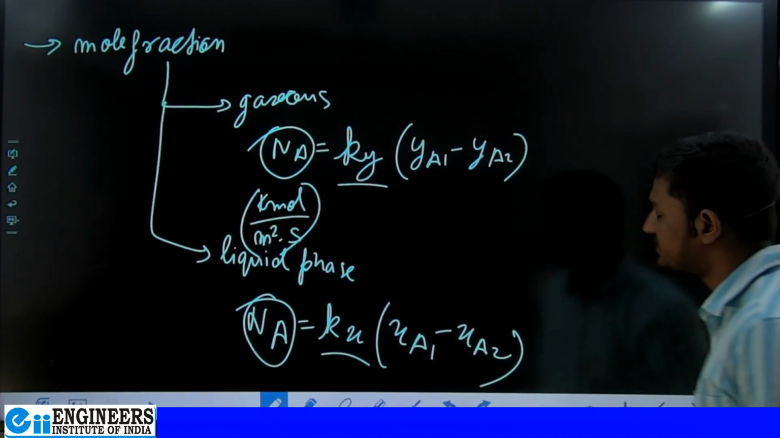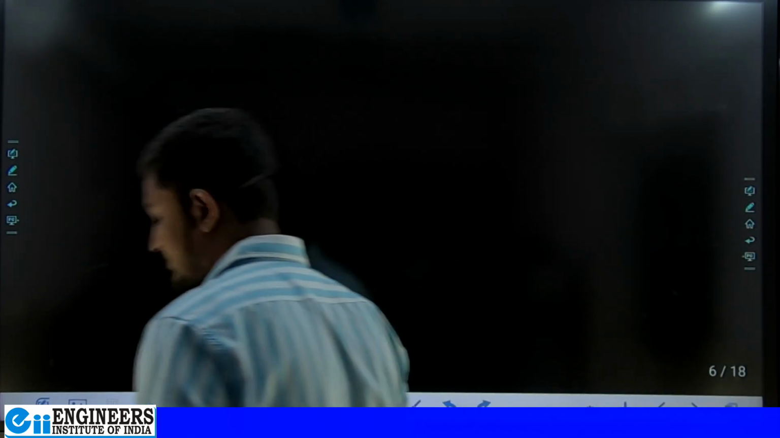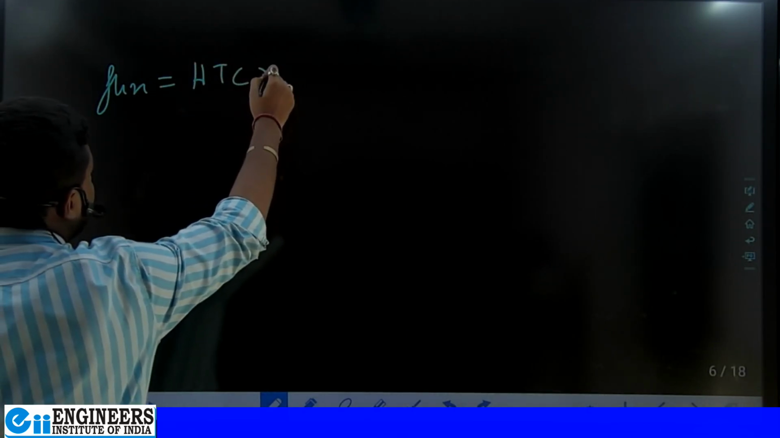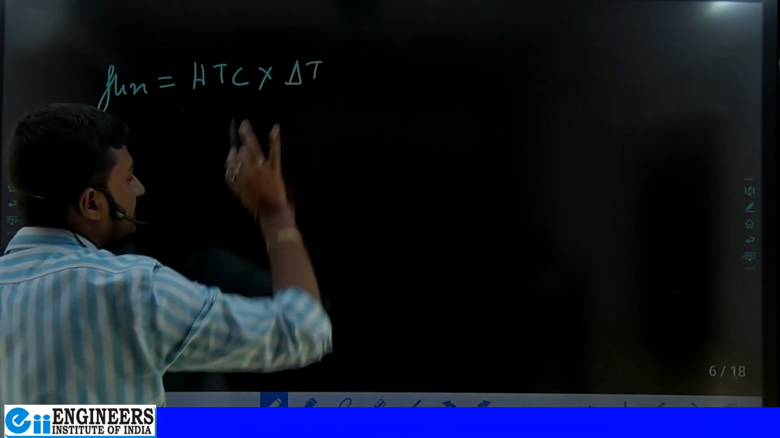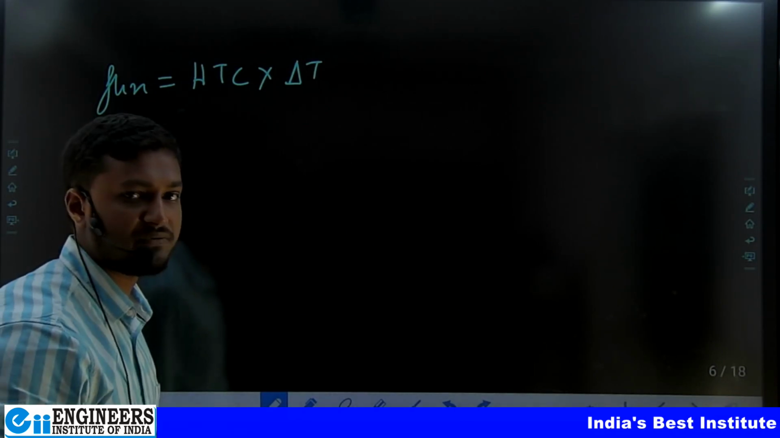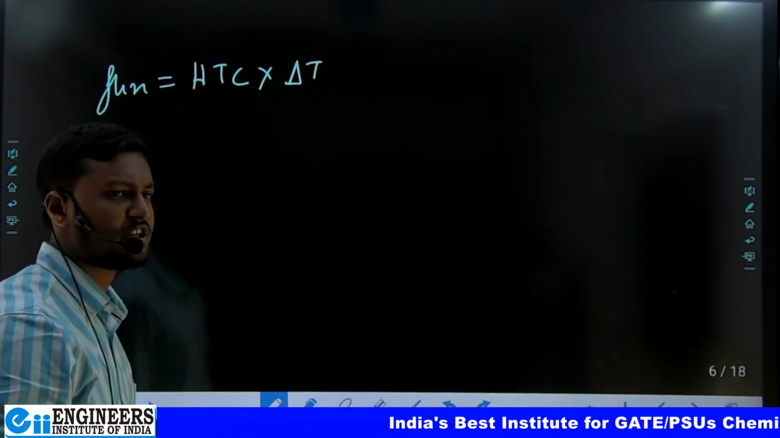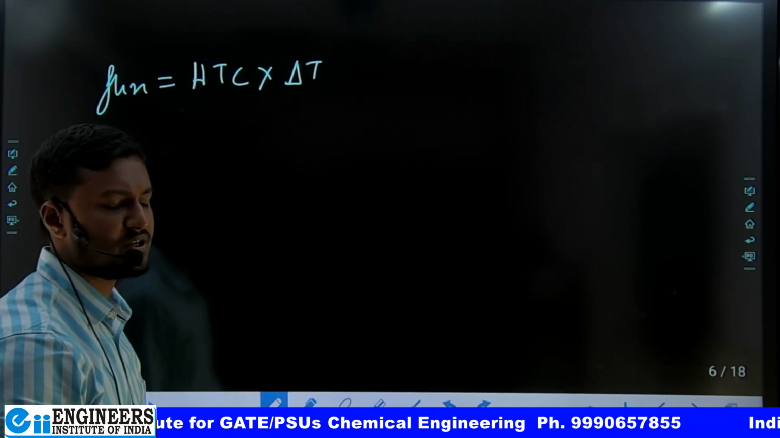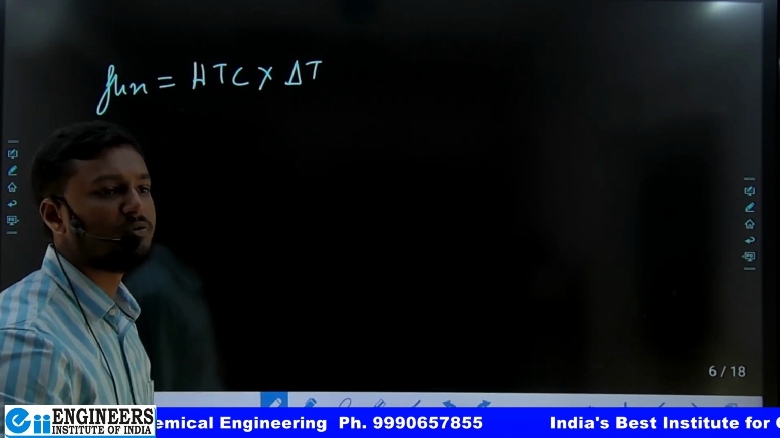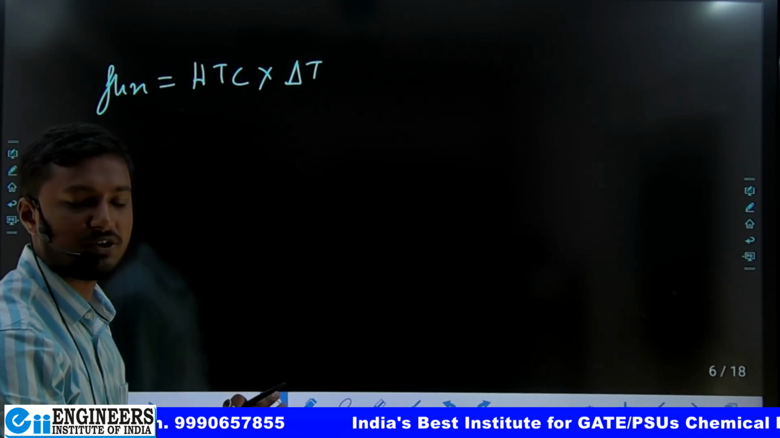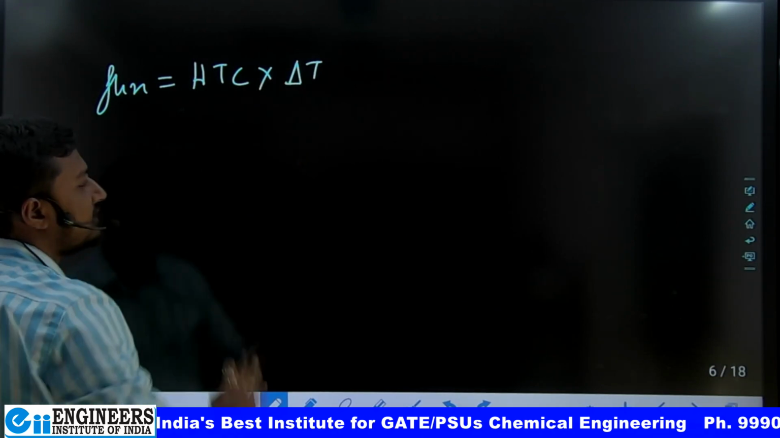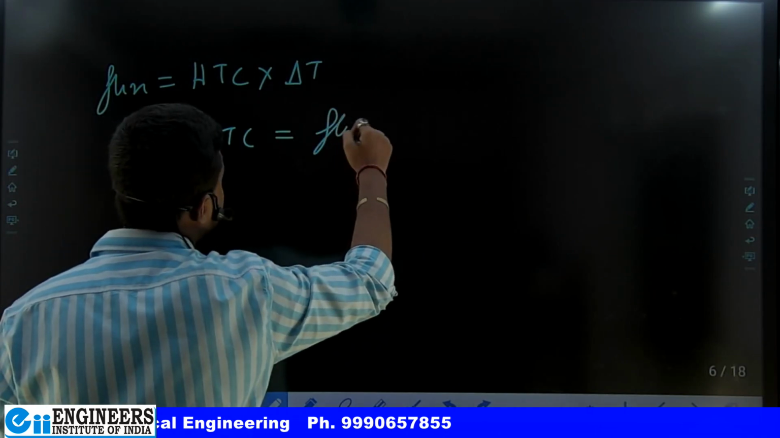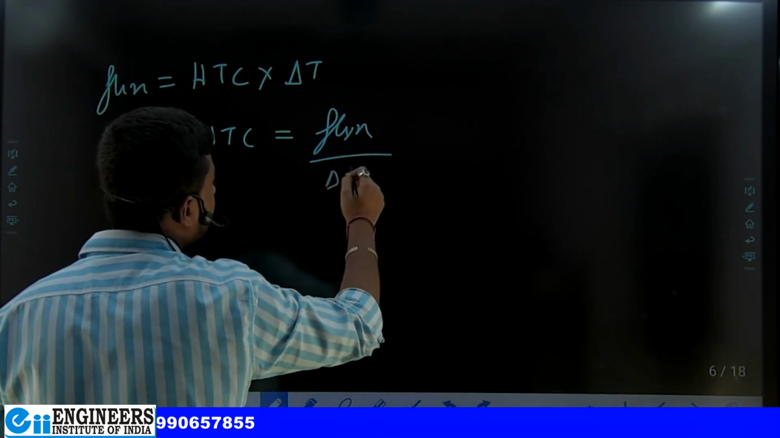Suppose you want to do heat transfer. So in heat transfer what do we do? Again the same thing: your flux is equal to heat transfer coefficient into driving force. Now for heat transfer your driving force is constant, that is temperature difference. It cannot be anything else. For mass transfer it can be concentration difference, partial pressure difference, mole fraction difference for gaseous phase, or mole fraction difference for liquid phase. But for heat transfer, temperature difference is the only driving force. So your heat transfer coefficient is equal to flux divided by delta T.